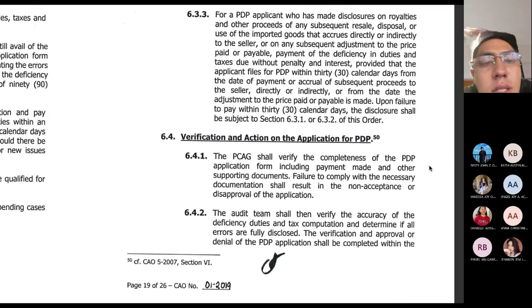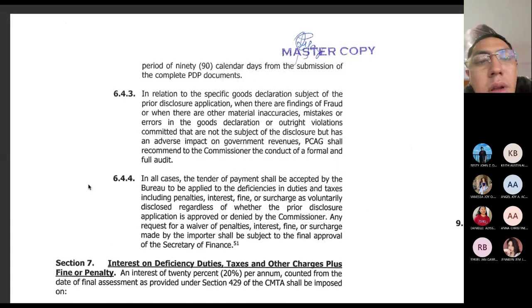6.4 Verification and action on the application for PDP. 6.4.1 The PCAG shall verify the completeness of the PDP application, including payment made and other supporting documents. Failure to comply with the necessary documentation shall result in the non-acceptance or disapproval of the application. 6.4.2 The audit team shall then verify the accuracy of the deficiency, duties, and tax computation and determine if all errors are fully disclosed. The verification and approval or denial of the PDP application shall be completed within the period of 90 calendar days from the submission of the complete PDP documents.